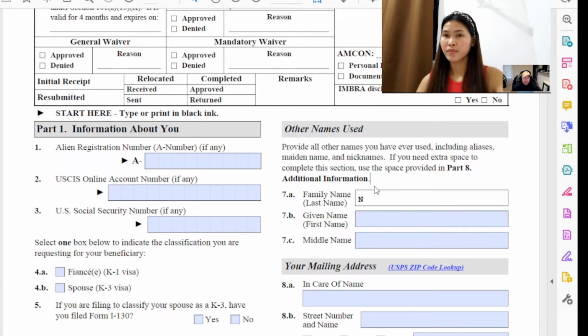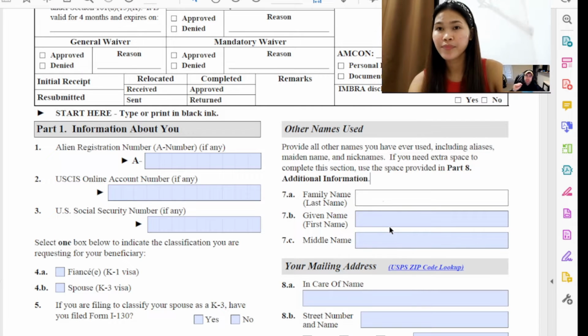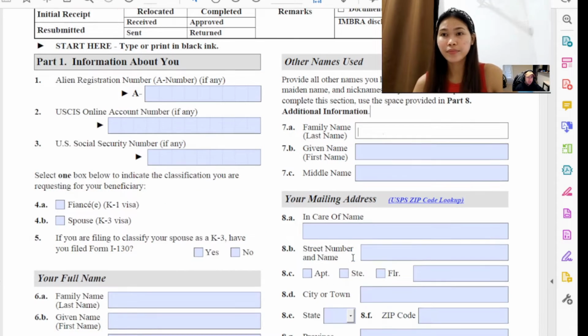you want to put NA. I don't know why it doesn't allow hyphens. Yeah, just put NA. It doesn't allow hyphens, so you can write it in or type it in. This document does not allow me to do a hyphen or a slash, so we put NA here, or not applicable. I wonder why. NA for those blanks.